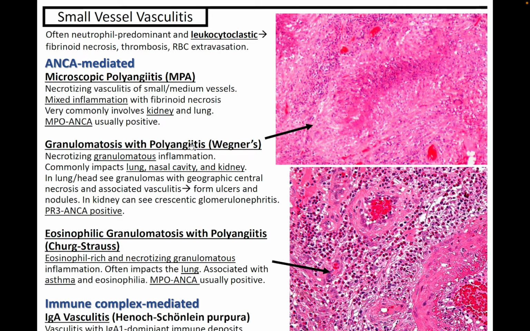Next up, granulomatosis with polyangiitis, Wegener's, is a necrotizing granulomatous inflammation that commonly impacts the lung, nasal cavity, and kidney. In the lung and head, you see granulomas with geographic central necrosis and associated vasculitis, which forms ulcers and nodules. In the kidney, you can see crescentic glomerulonephritis, and PR3 ANCA positivity is also common in Wegener's. And that is an image of what you may see in Wegener's up top.